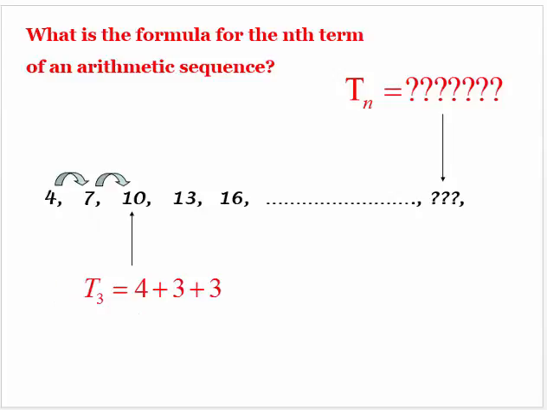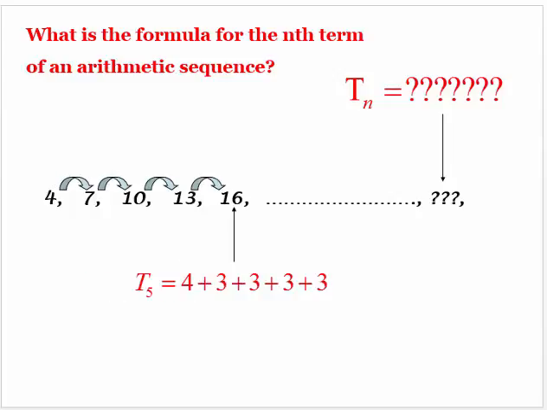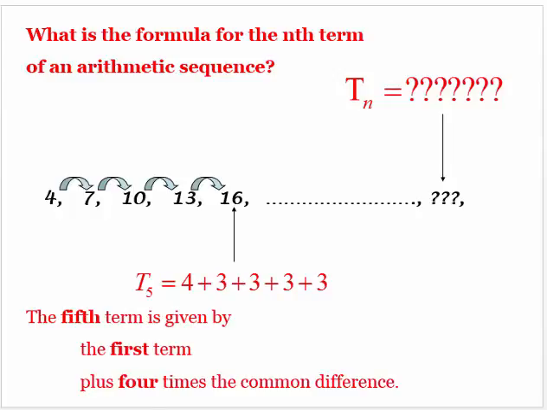And then to go from T2 to T3, we had the 4 plus 3 and then we added 3 again, and then we add 3 again, and then we add 3 again. Okay, so each time we find a new term, we're adding another 3. So the fifth term, this T5, which is 16, is equal to the first term, 4, and then 4 3s, 4 times the common difference.